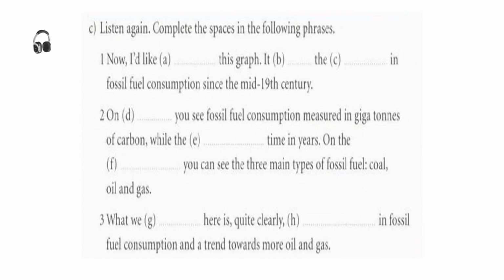Listen to the speaker describing the graph in your book. How does this version compare with yours? Now, I'd like to show you this graph. It shows the rate of increase in fossil fuel in the mid-19th century. On the left-hand vertical axis, you see fossil fuel consumption measured in gigatons of carbon, while the horizontal axis shows time in years. On the right-hand axis, you can see the three main types of fossil fuel: coal, oil, and gas. What we can see here is an extremely sharp rise in fossil fuel consumption and a trend towards more oil and gas.